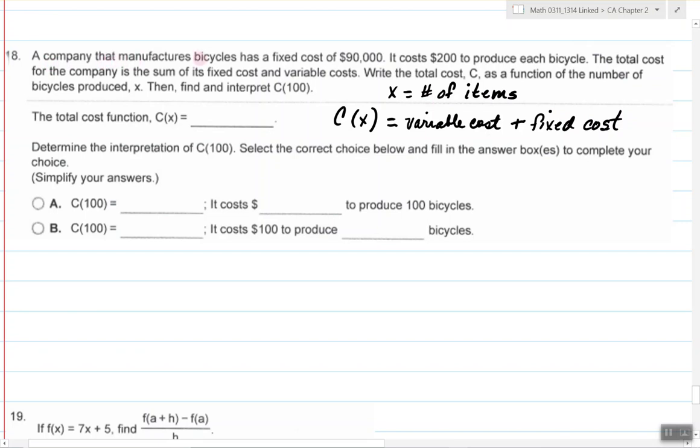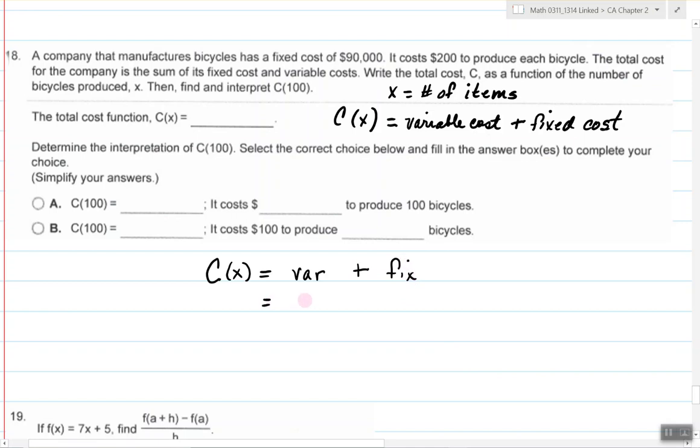It says a company that manufactures bicycles has a fixed cost of $90,000. It costs $200 to produce each bicycle. The total cost for the company is the sum of the fixed cost and the variable cost. Write the total cost C as a function of the number of bicycles produced, and then we'll do something else. So I'm going to write it down here. Cost as a function of x, which is the number of bicycles, is variable plus fixed.